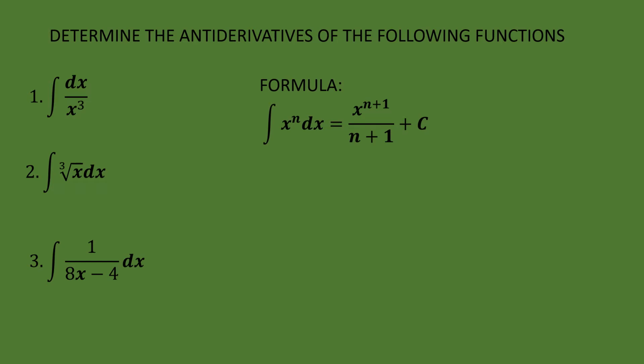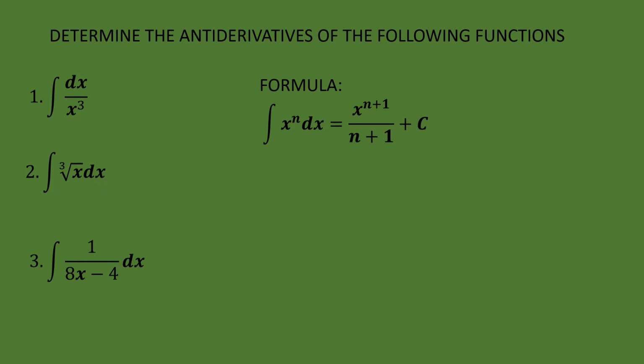But first, let us have our formula in getting the antiderivative of the function. We have the formula: the integral of x raised to the power of n dx. All we have to do is add 1 to the exponent, and whatever we get for the new exponent, n plus 1, will also be our denominator, then plus c.